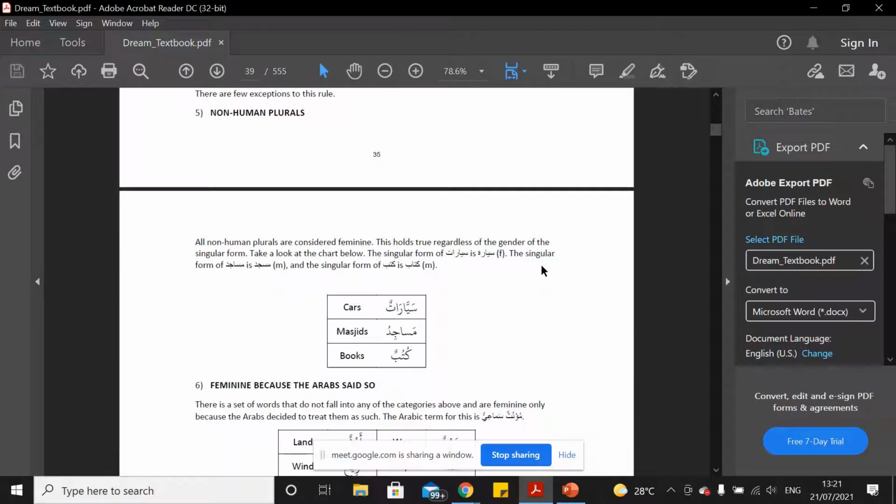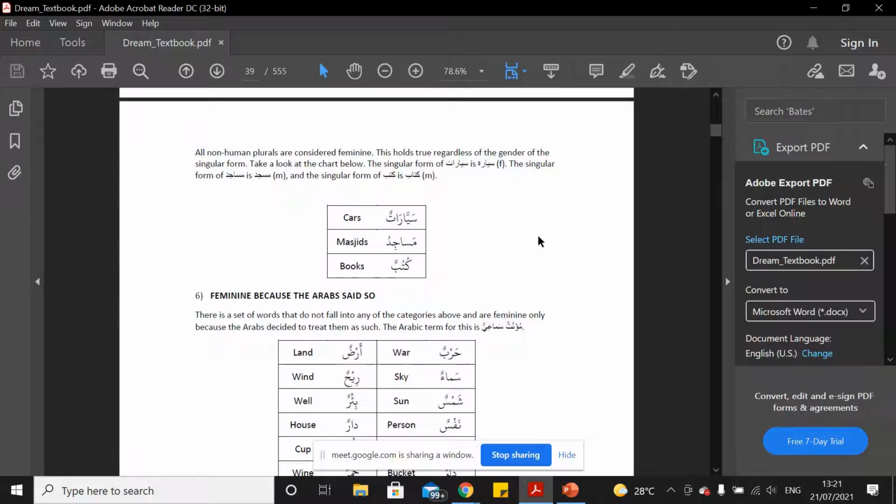And we talked about the non-human plural. The non-human plurals are considered feminine. This holds true regardless of the gender of the singular form. Even in the singular form, a non-human thing can be considered masculine because it follows the Muslim chart, not the Muslima chart. But when it comes to the plural, it will be considered as singular feminine.